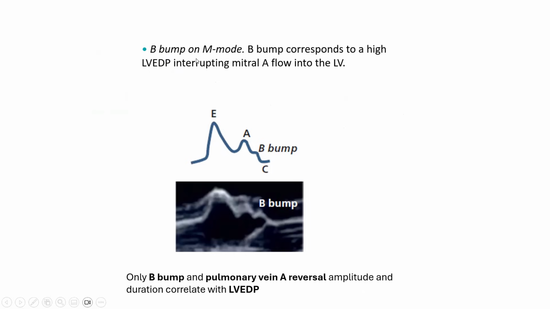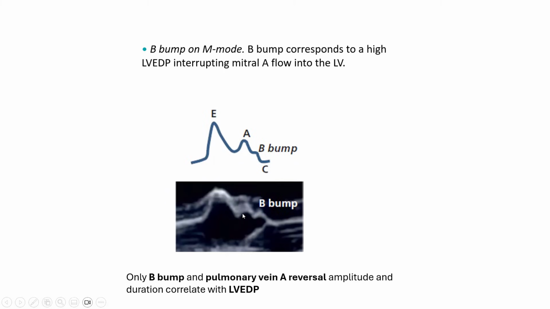It's the B bump on M mode of the mitral valve. We do M mode of the mitral valve in the parasternal long axis view, and typically during diastole we have an E wave on that M mode and an A wave, and they are separated by this EF slope. For example, in mitral stenosis, that EF slope is flattened. It becomes like this, as there is no diastasis. This is the diastasis here between E and A.